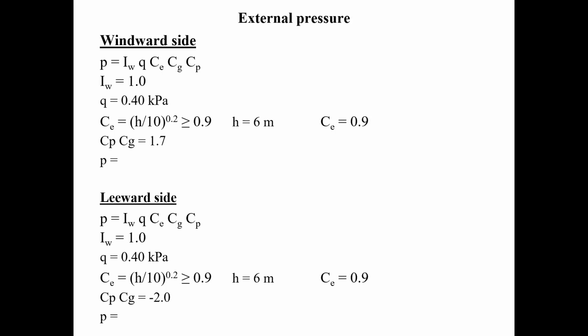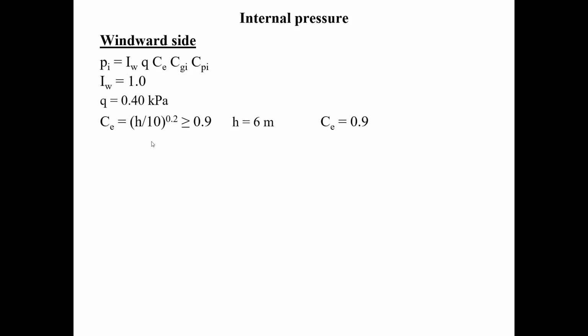Now we've got to go calculate the internal pressures. On the windward side, this is the equation. These I'm going to give you because they come straight out of the supplement to the National Building Code, which I'm not going to make you spend $180 to go buy, okay? Now, the importance factor stays the same. The Q value stays the same. The CE value stays the same. The CGI value changes.